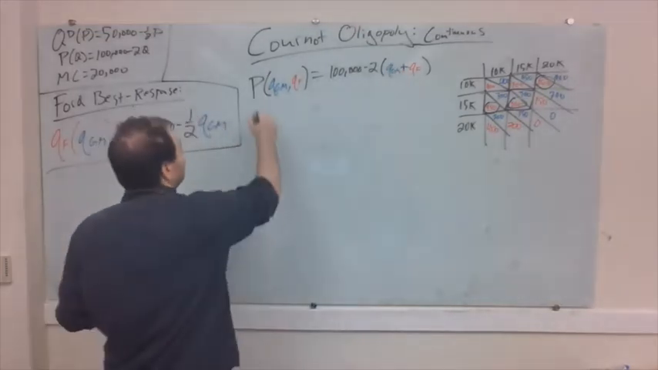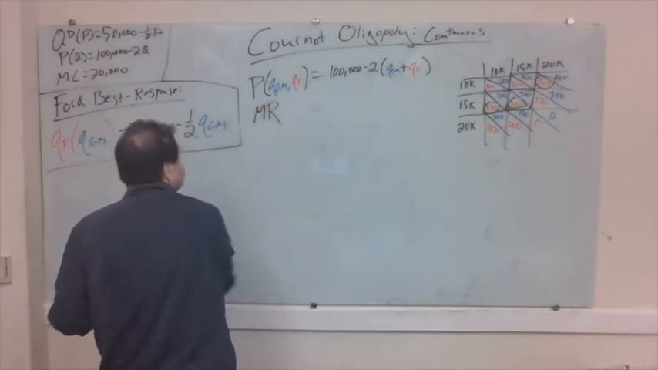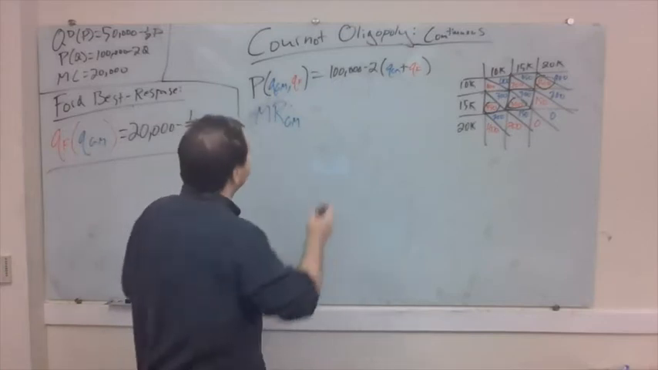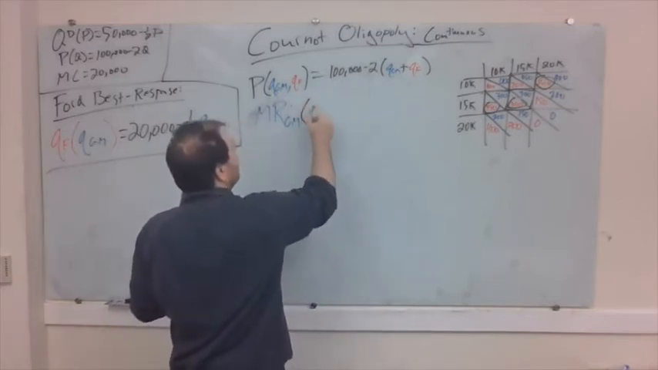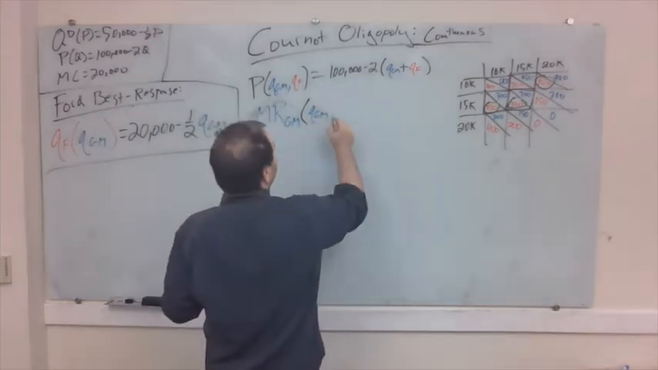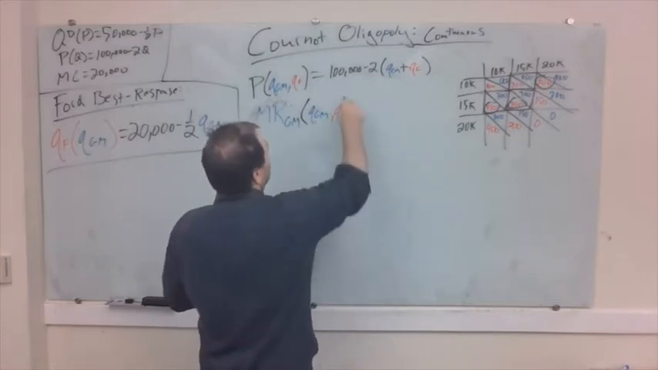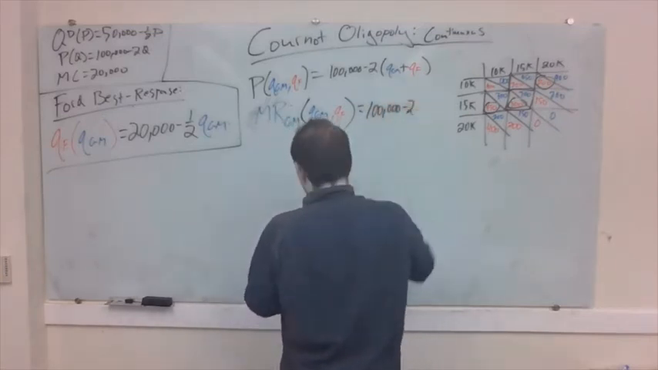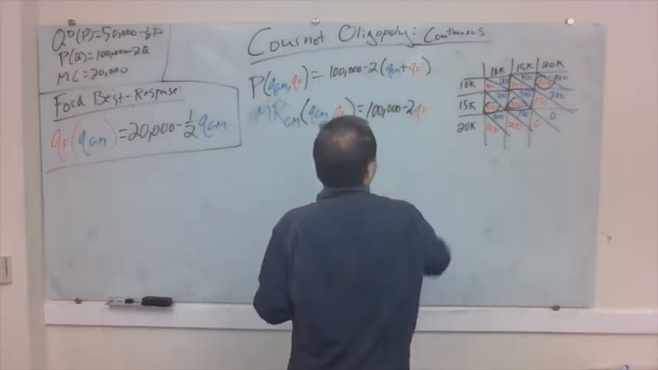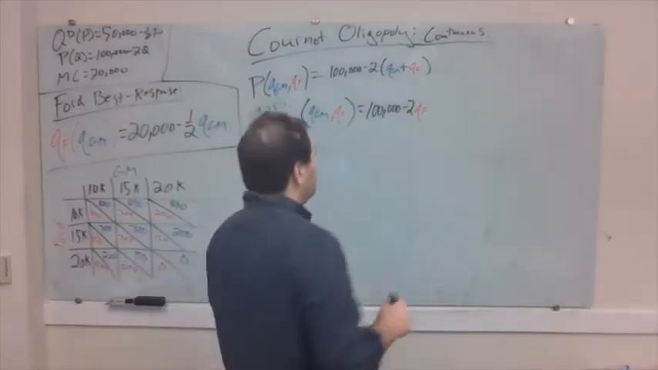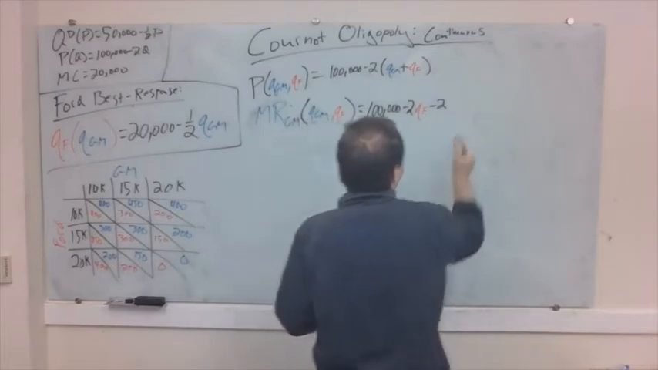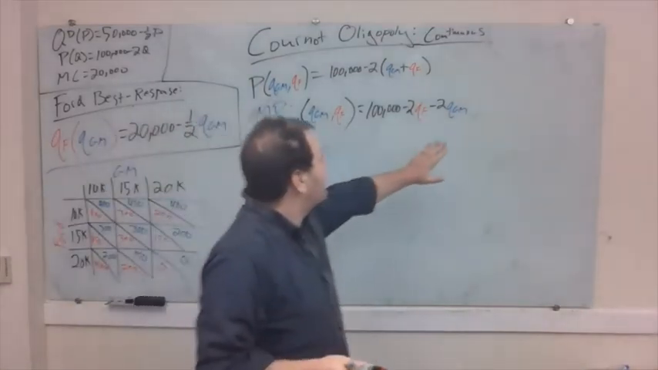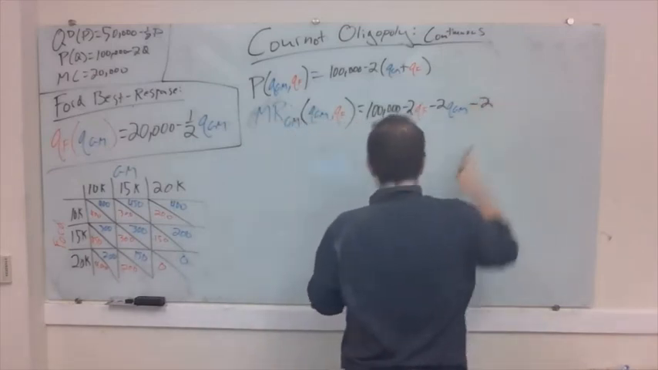So the marginal revenue from GM, the marginal revenue of General Motors, is a function of General Motors output and of Ford's output. It's going to be 100,000 minus 2QF minus 2QGM, right? So this is all the price, and then minus the dP/dQ times the quantity of GM, right? So minus 2 times QGM.